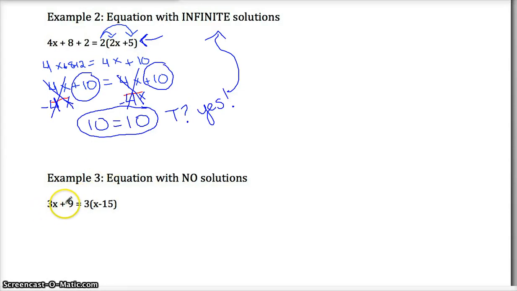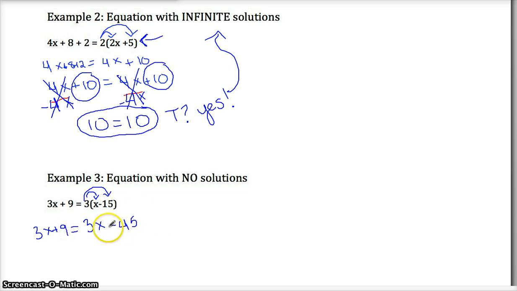So we have 3x plus 9 equals 3 parentheses x minus 15. So we need to distribute first. 3 times x gives you 3x, and 3 times a negative 15 gives you negative 45 equals, and bring down what you haven't used yet on the other side, 3x plus 9.